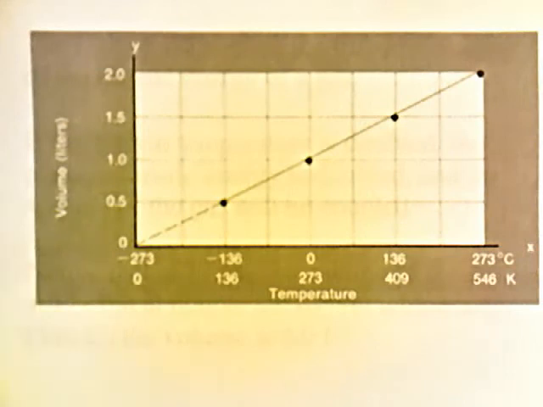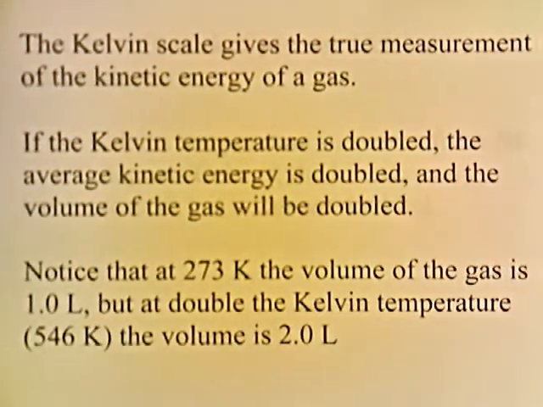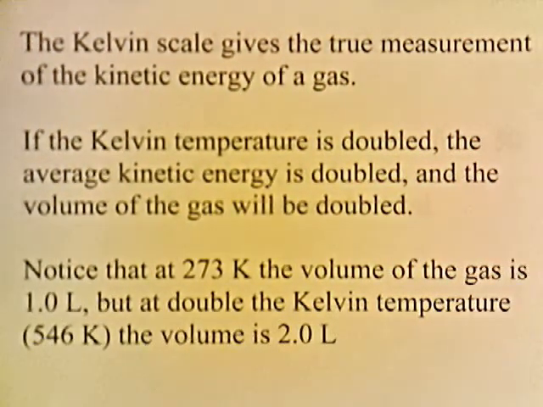0 Kelvin is absolute zero. It's the complete absence of kinetic energy. It can't get any colder than absolute zero. The Kelvin temperature scale gives the true measurement of the kinetic energy of a gas. If the temperature is doubled, the average kinetic energy is doubled, and the volume of the gas will be doubled.